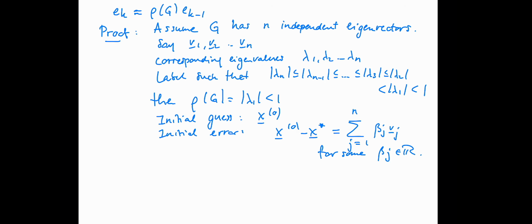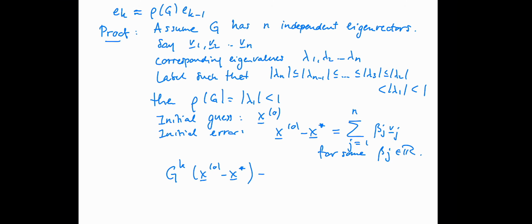Now we are going to do the iteration with G. G is the iteration matrix. So if you have G to the power k applied to this vector, so basically we've done k iteration steps, then I can plug in the sum up here, and use that we are dealing with the eigenvectors here, I can write this as beta j lambda j to the power k v j.